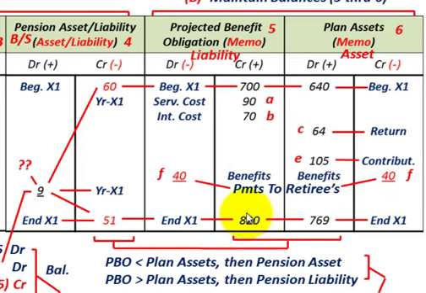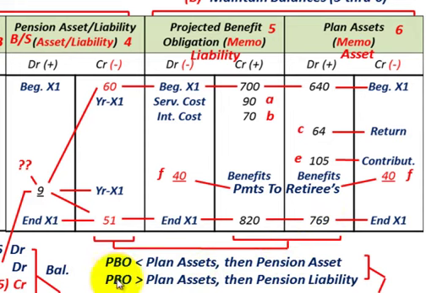So what we're doing here, if you look at our projected benefit obligation here, our end amount here of $820,000, and our plan assets, we had a debit here of $769,000. You can compare them again. All you do is compare these amounts here. In this case, you'll see that our projected benefit obligation here is greater than our plan assets. $820,000 here in projected benefit obligation is greater than the $769,000 here in our plan assets.